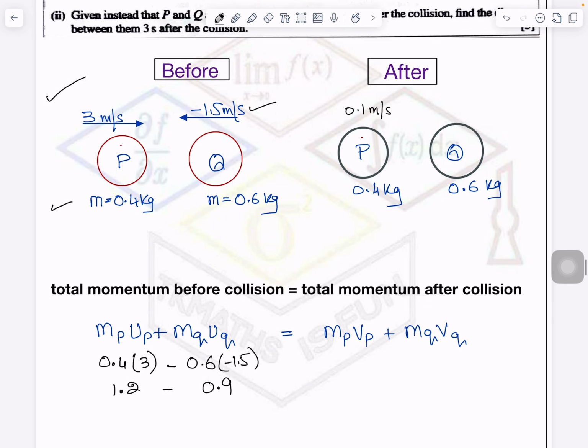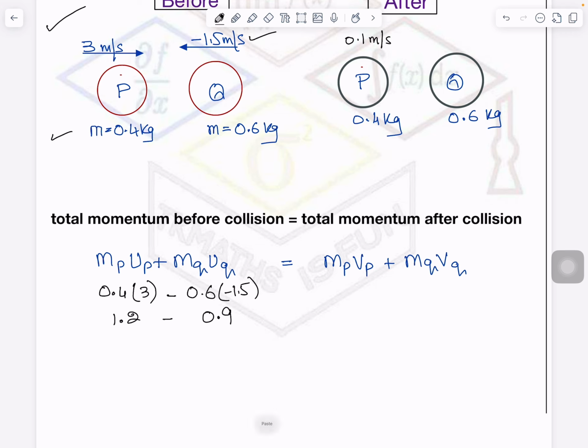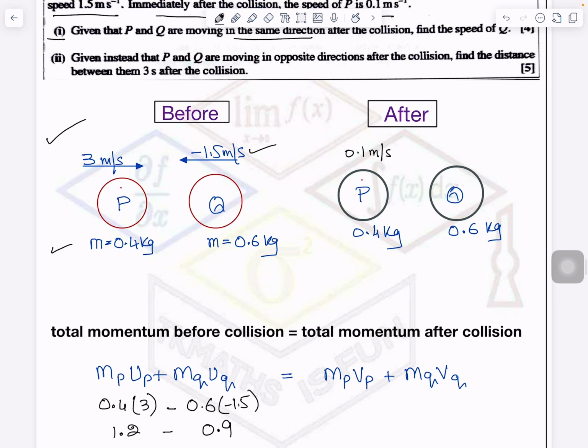And secondly, if I subtract 1.2 minus 0.9, it is plus 0.3, which means the direction after collision will be towards the right. So that is the way you will figure out in which direction it will move. So now you can draw the diagram arrow here. And because the question is saying P and Q both will move in the same direction, we can move them towards the right. Now we have to find out the speed of Q.